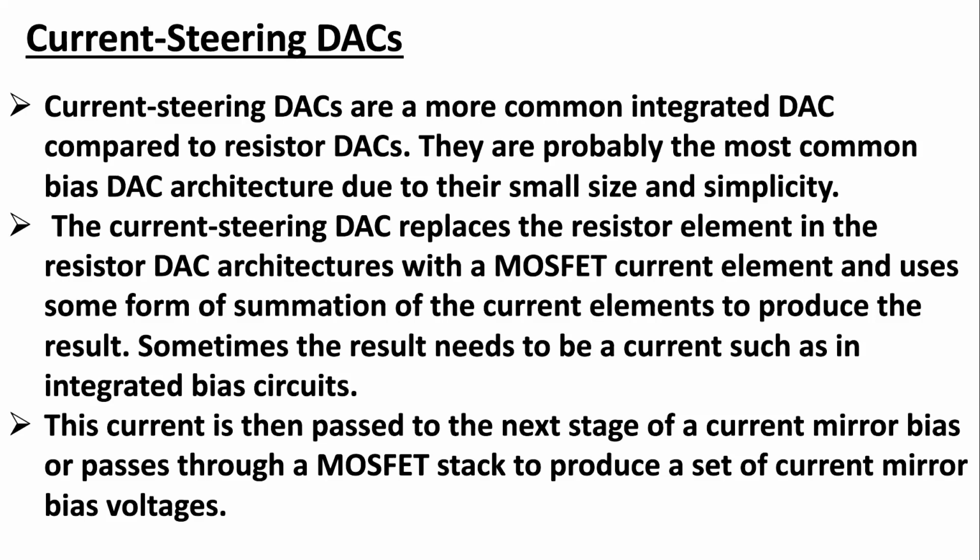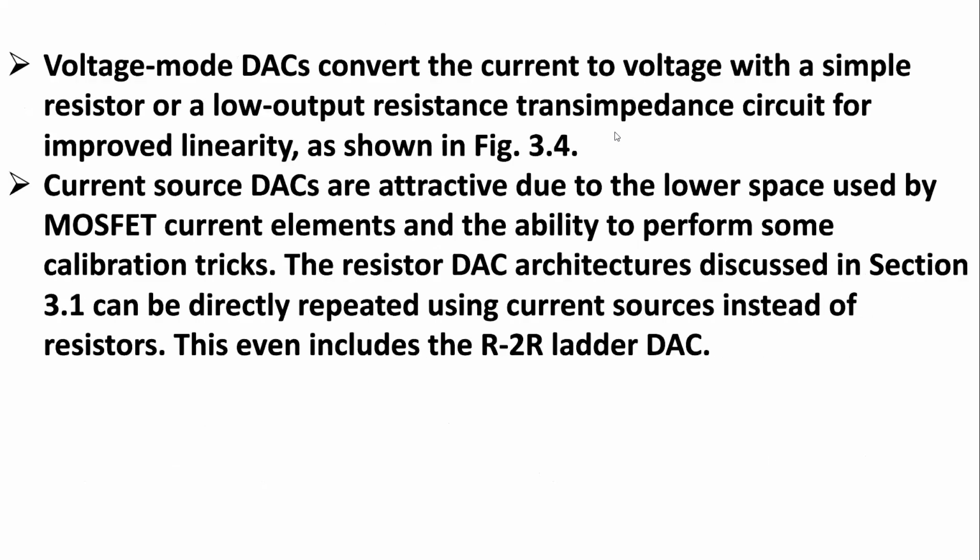the result. Sometimes the result needs to be a current, such as in integrated bias circuits. This current is then passed to the next stage of current mirror bias or passes through a MOSFET stack to produce a set of current mirror bias voltages. Voltage mode digital to analog converters convert the current to voltage with simple resistors or a low output resistance transimpedance circuit for improved linearity, as shown in figure 3.4.